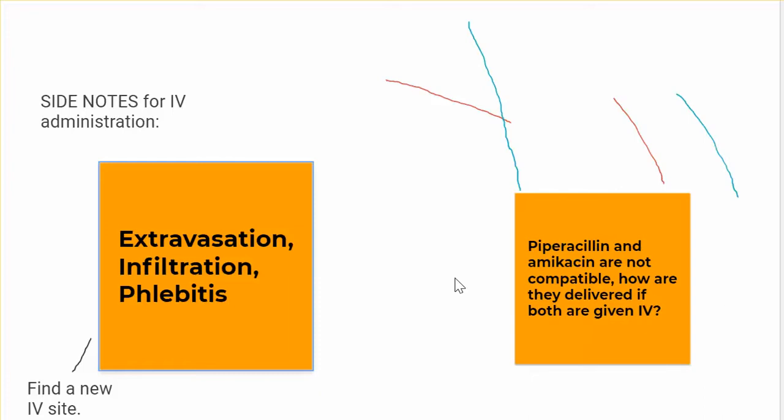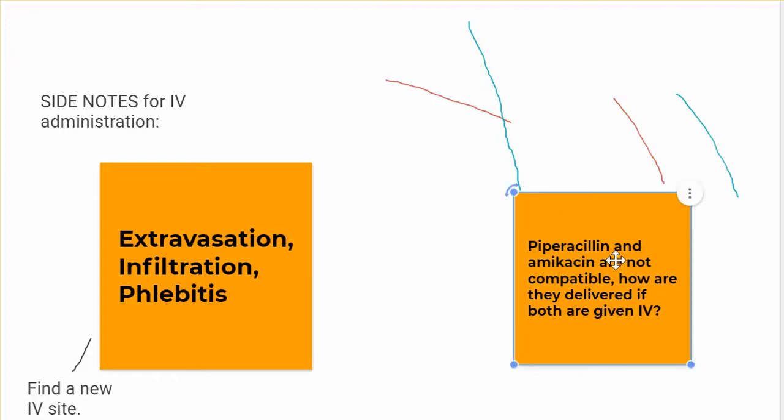Then we've got this side note here where it says piperacillin and amikacin are not compatible. How are they delivered if they're both given IV? Well, they're given at different times. Generally, we don't give two antibiotics to somebody at the same time. Generally they will be timed so that they're given at different times during the day, right?